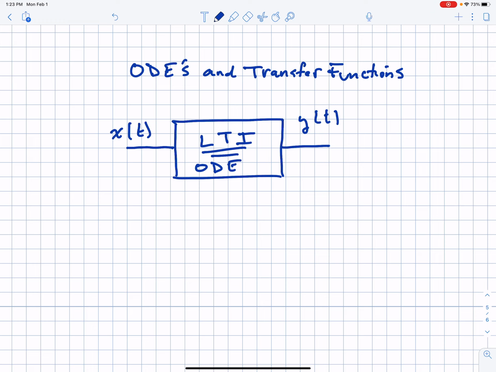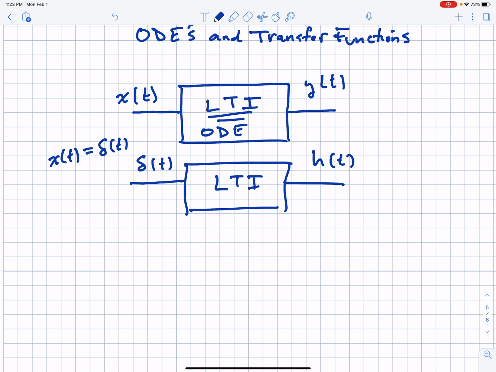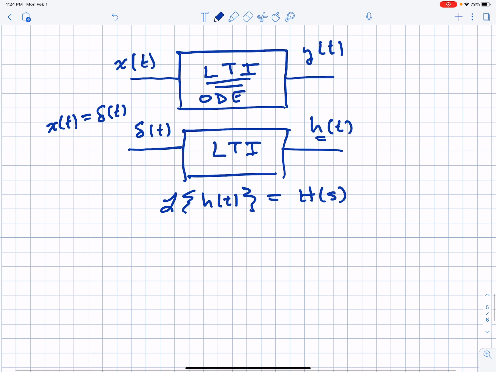And ultimately, we've talked about if you use a special input, if you put x of t to be an impulse, put an impulse into this LTI system, what you get out is h of t, all right? And so we could then take a look at the Laplace transform of h of t and call that h of s. And under special conditions, namely, we consider the system being initially at rest, there's no energy stored in the system. Under that condition, this is called the transfer function.